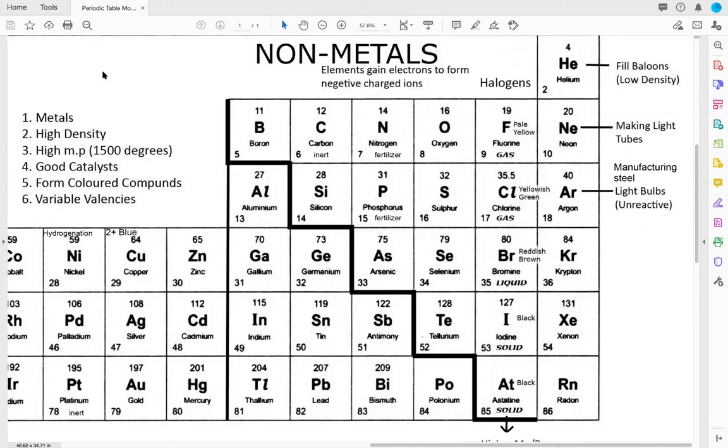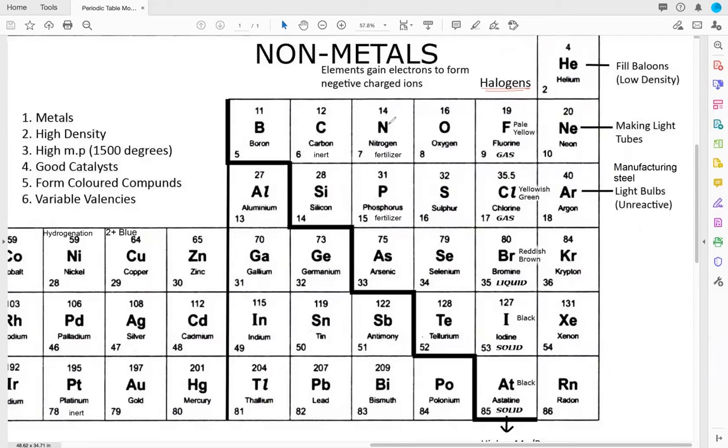Now, group 7, these are called halogens. As you can see here, halogen is something that forms salt. So in most of the salts that we get, we have these things. Okay. Now, a few properties about them that you need to remember.